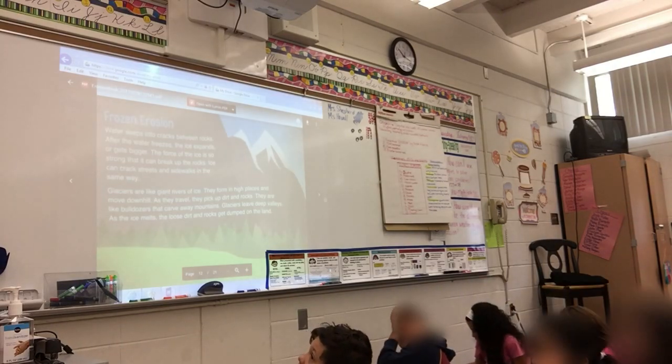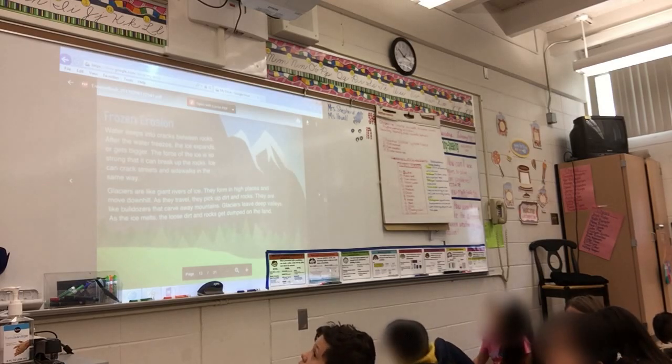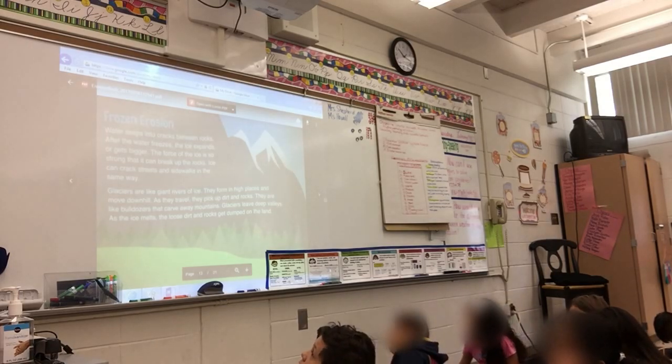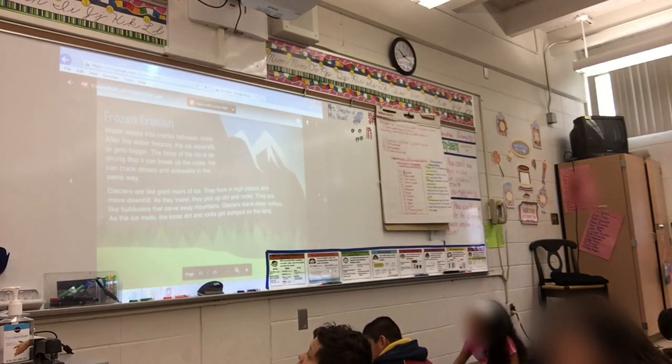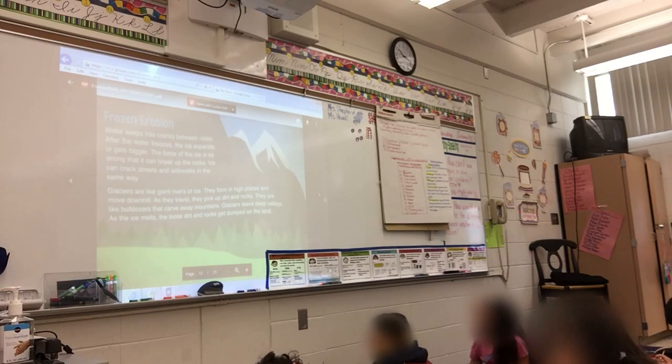It cracked it. Glaciers are like giant rivers of ice. They form in high places and move downhill. As they travel, they pick up dirt and rocks. They are like bulldozers that carve away mountains. Glaciers leave deep valleys as the ice melts. The loose dirt and rocks get dumped on the land.